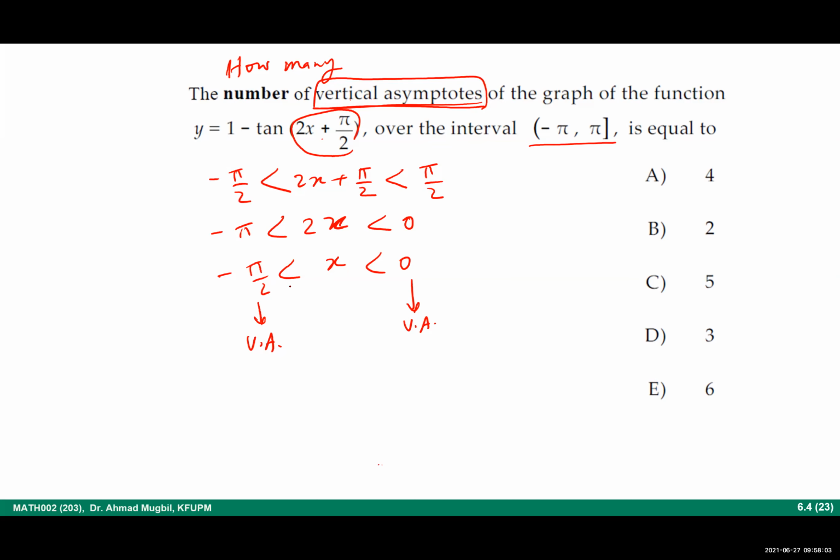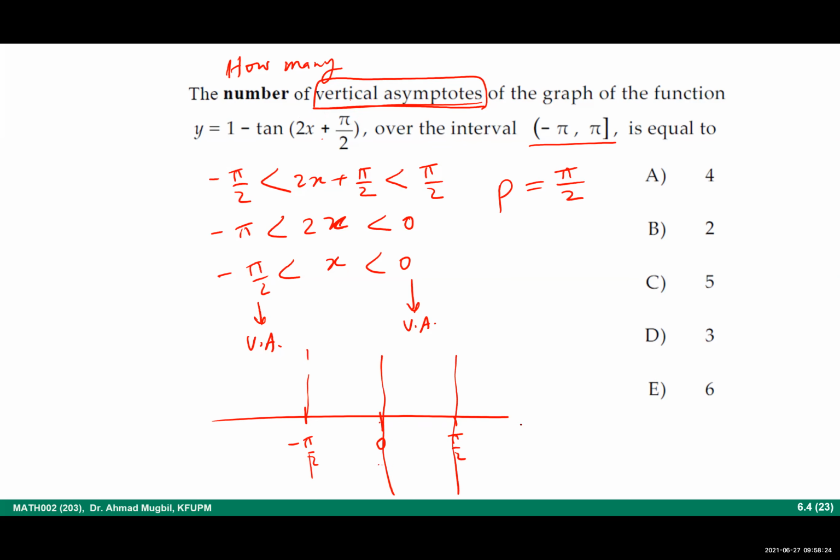So what you should do in this case is go to the x-axis, put here negative pi over 2, put here 0, and ask yourself, what is the period of this function? The period of this function is pi over 2. So add pi over 2 to 0. This is the next one. So this is the first one, this is the second one, this is the third one. Add more, add pi over 2. It will be 3 pi over 2, and so on.